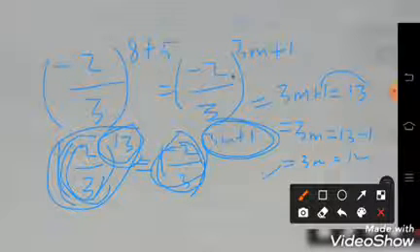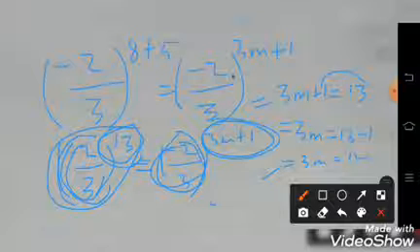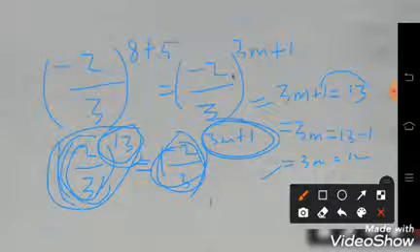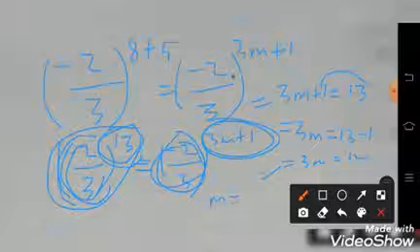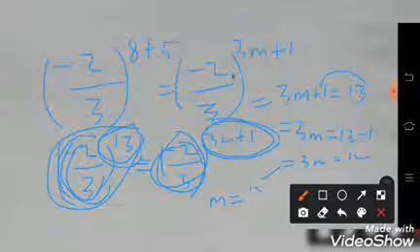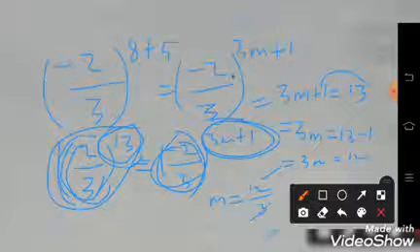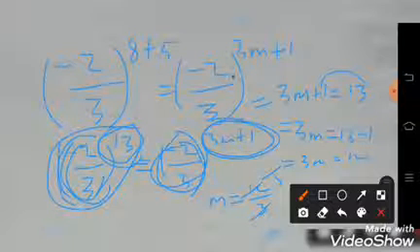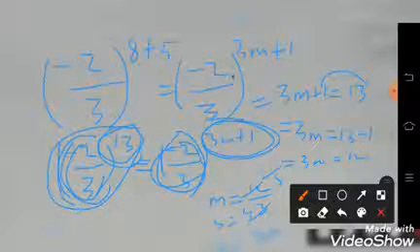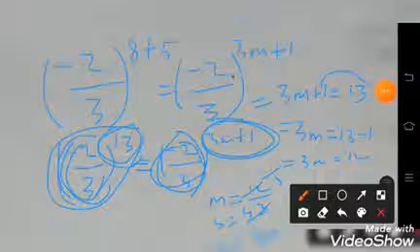So here I'll go down here again. m equals 12 by 3. How much? 3 4s are 12. Then m is equal to 4. We got 4. So this is the answer.